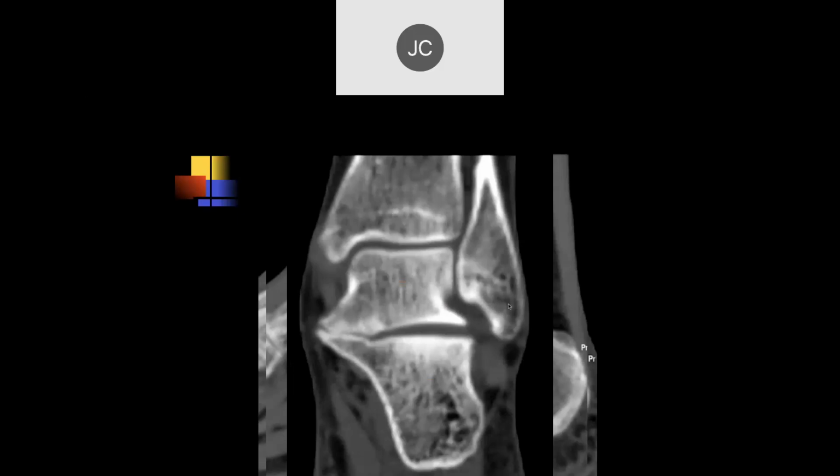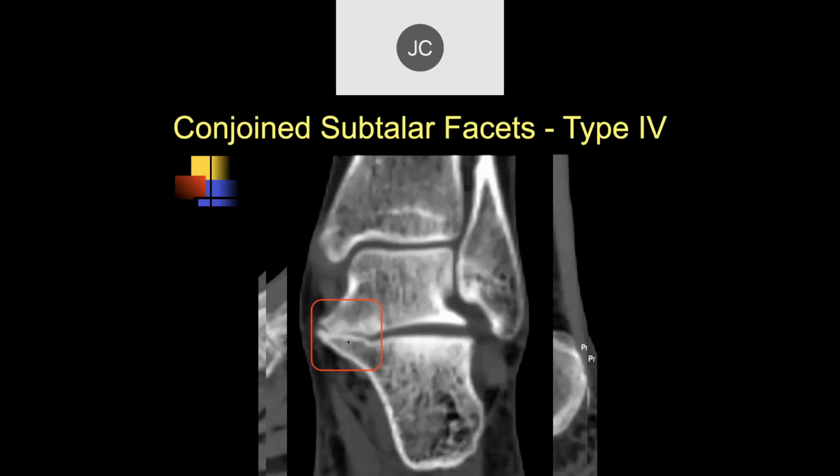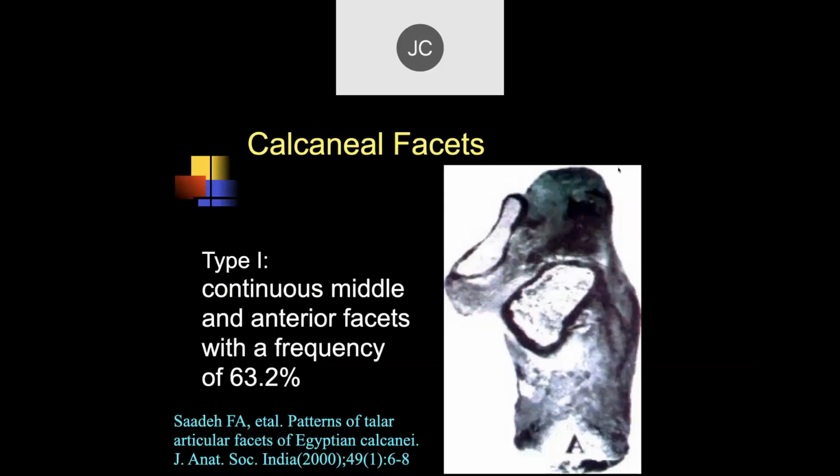So what do you think may be going on here? Is this a coalition? Yeah, I would really be concerned about that, and it may be a coalition, but in this particular case, this is really conjoined subtalar facets, and they have types that I'm going to go through here in a minute. This is type 4. So let's talk about the anatomy of the subtalar joints.